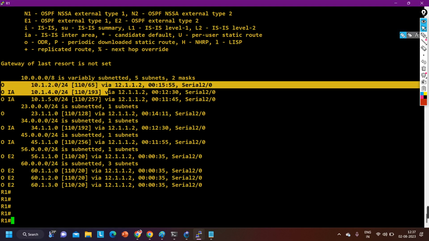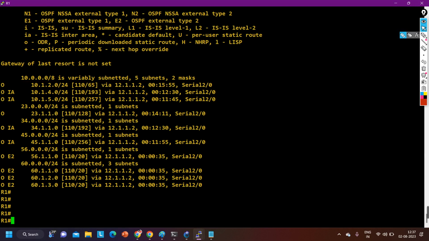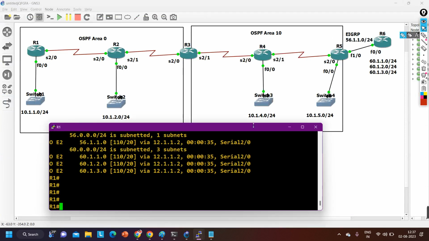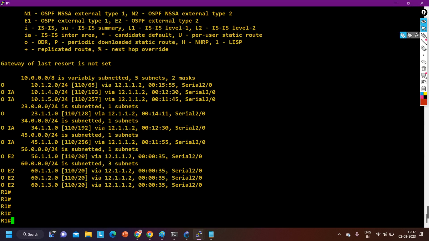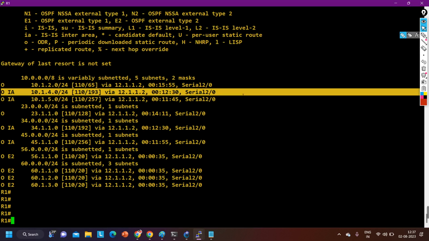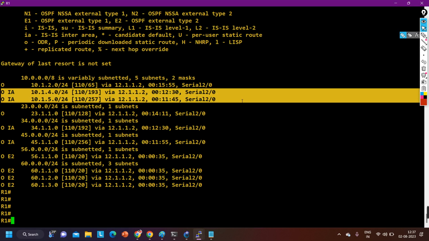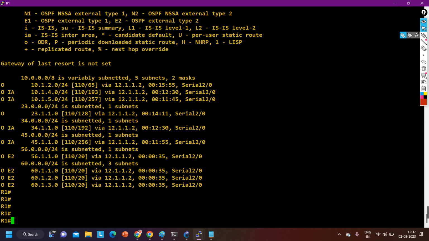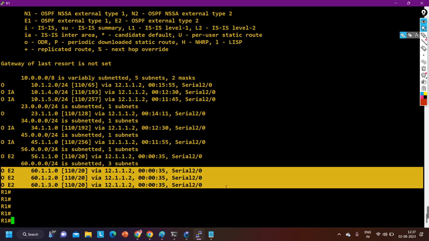So O means this is an OSPF prefix, only OSPF. O IA means this is an OSPF inter-area prefix. These are the prefixes of area 10, 10.1.4.0 and 10.1.5.0. These are inter-area prefixes. Whenever a router receives inter-area prefixes, it will install them in the routing table with the O IA symbol. And these are external prefixes. Whenever a router receives external prefixes, it will install them with the symbol O, followed by E1 or E2.